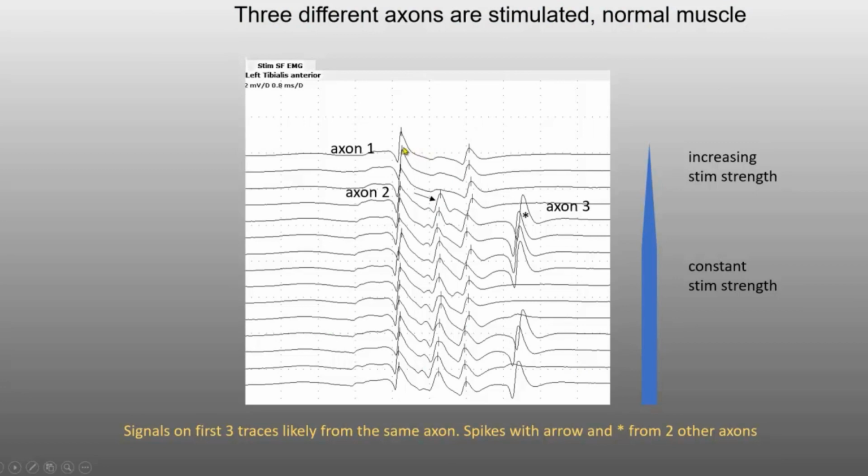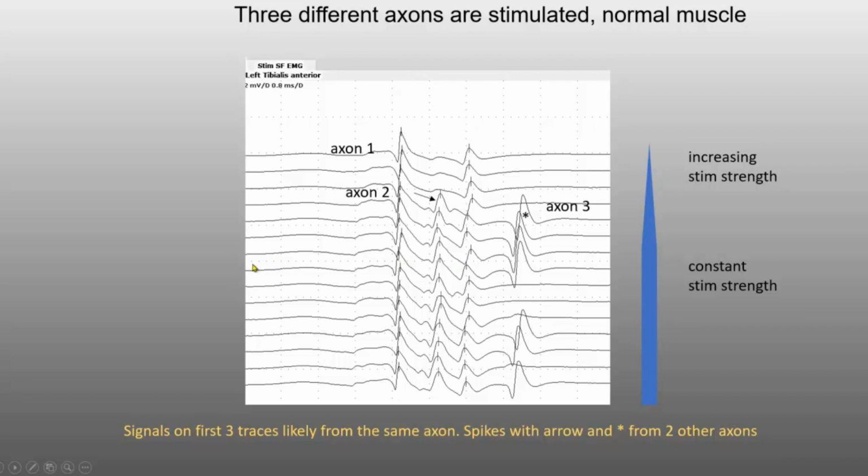Here's a situation where we stimulate with minimal stimulation, we get 2 spikes from the same motor unit, and then we increase the stimulus just a little, a new axon is stimulated, and then we have 3 spikes, and then we increase the stimulus a little more, and then we get 4 spikes. But this is subliminal stimulation. You see that we have something that looks like blocking, but this is in a normal muscle, and with increasing stimulus this one should have become stable, but we did not do that. We just measured to this 3.